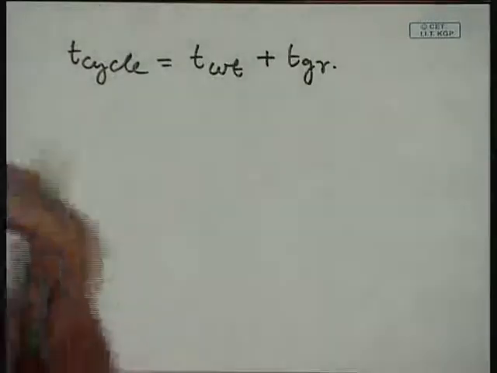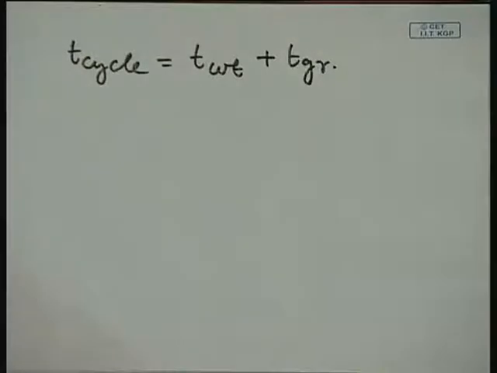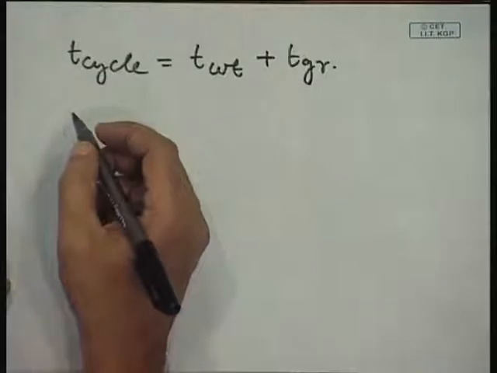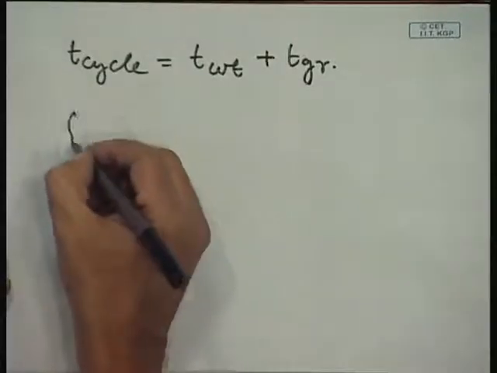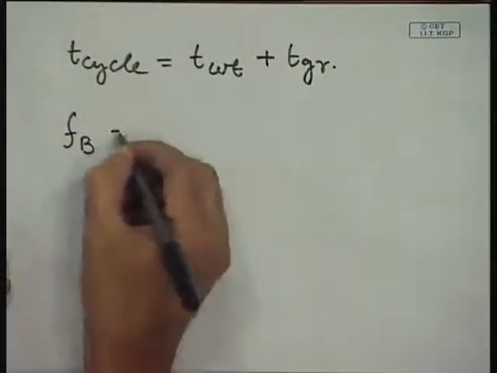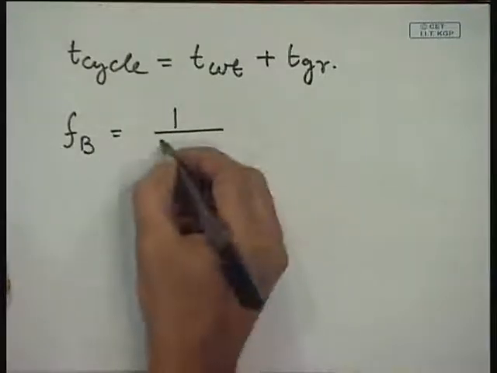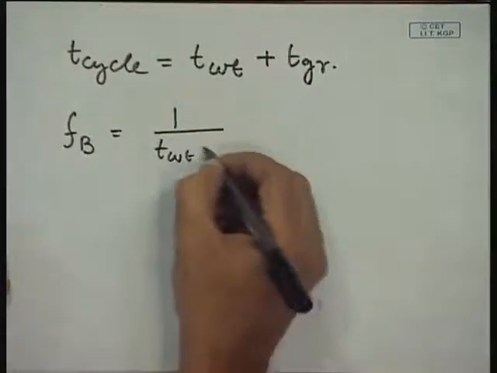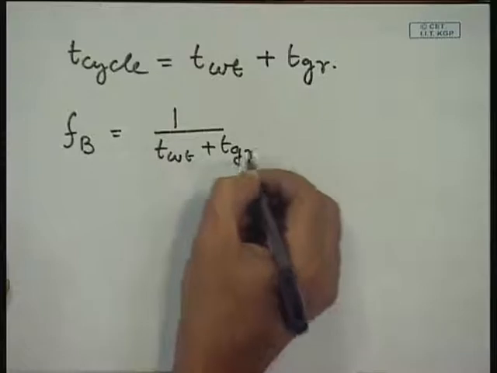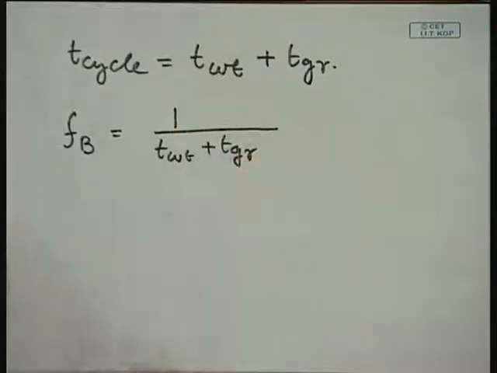Then you see, we can also calculate the frequency of bubble formation. If we call it FB, that will be 1 by TWT plus TGR. So, the frequency of bubble formation also we can calculate.